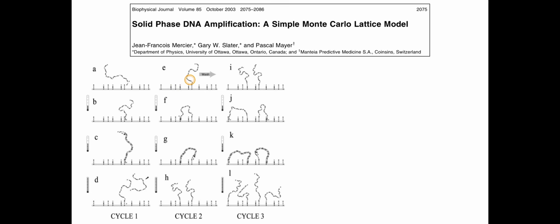But this is where things get interesting, which is Mayer's group decided that they could take advantage of a second oligo on the substrate if they had a complementary oligo on the other end of the molecule.